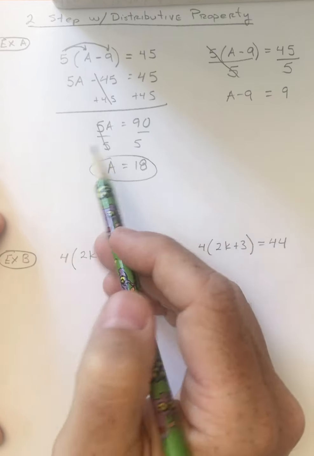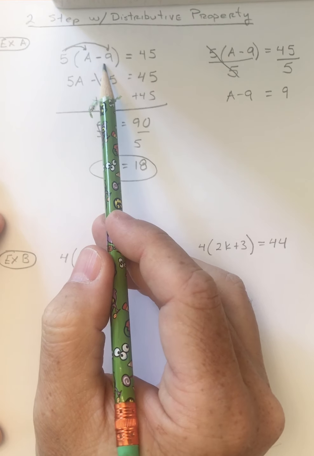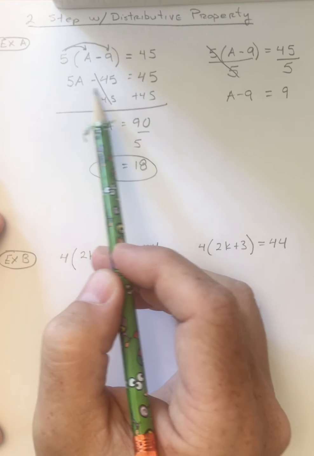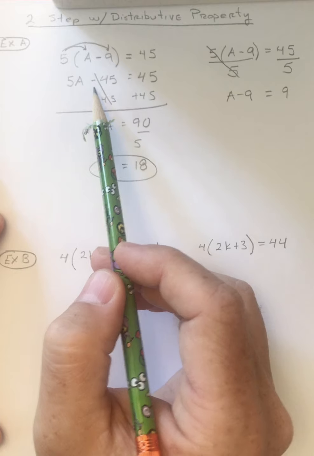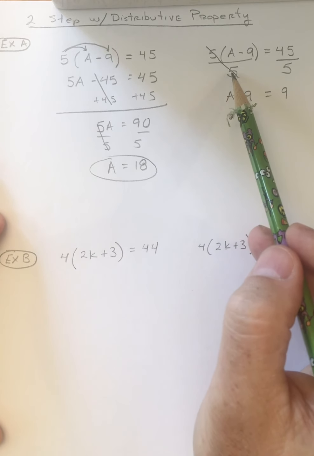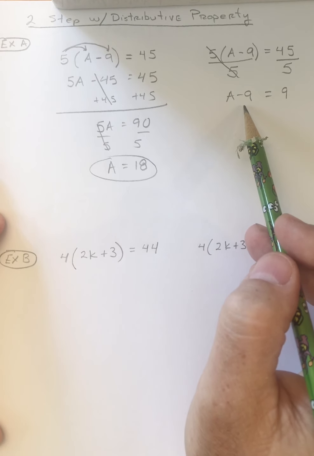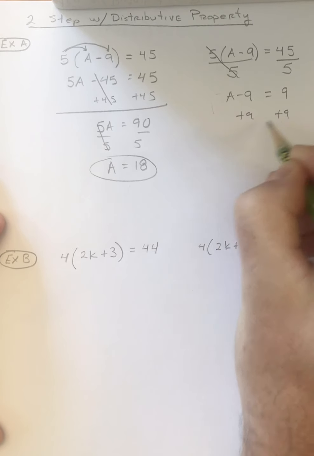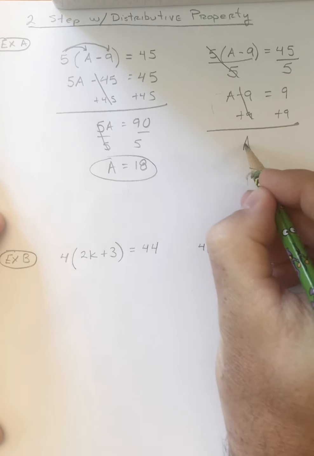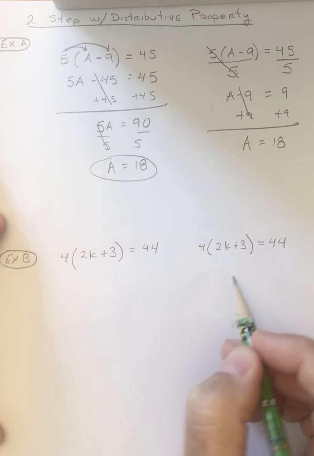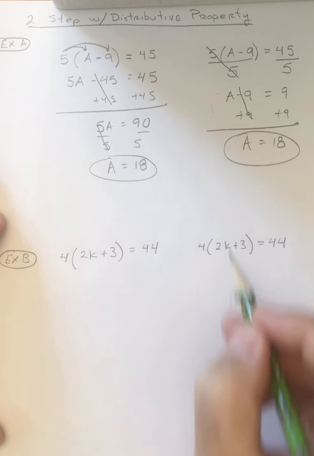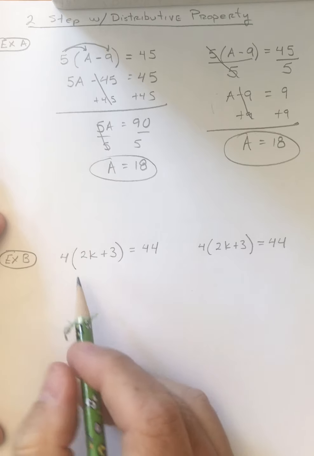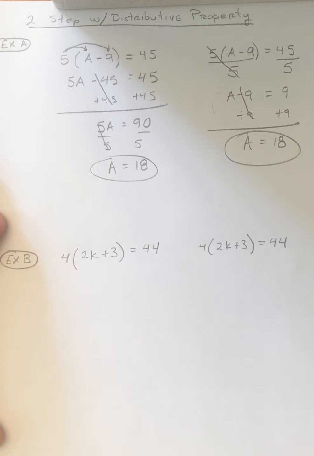Now notice over here, after you distribute, you're left with a two-step equation, which then you have to solve. Over here, after you divide out, you're left with a one-step equation. So I'm going to add 9, cancel, a equals 18. Two different ways to do the problem. All right, let's do that one more time.